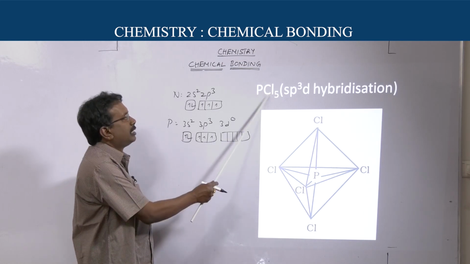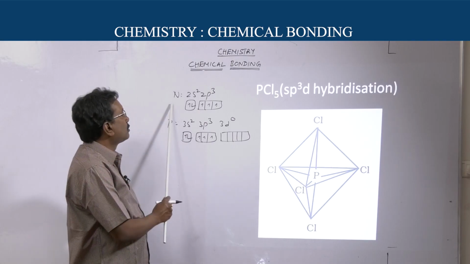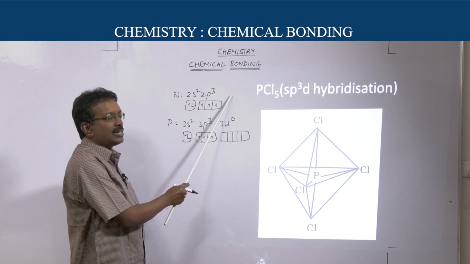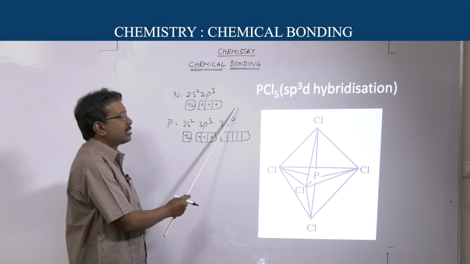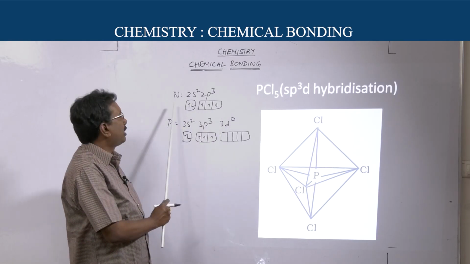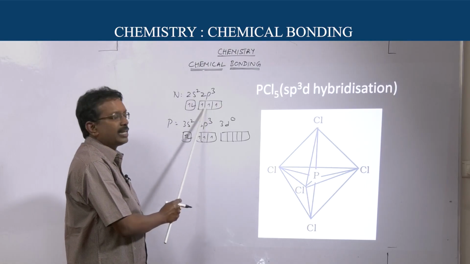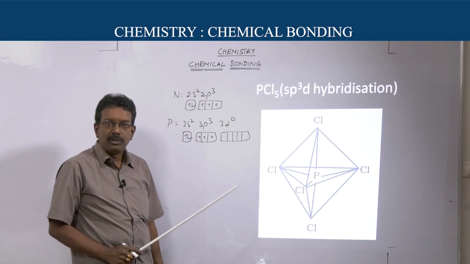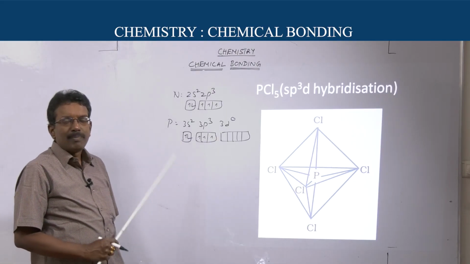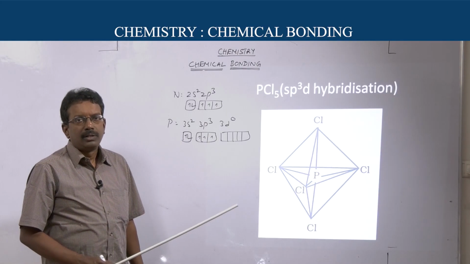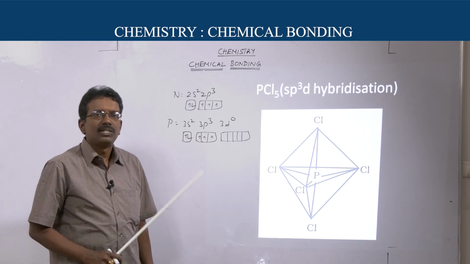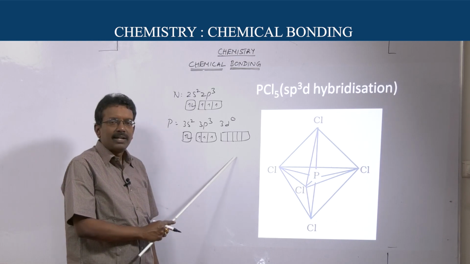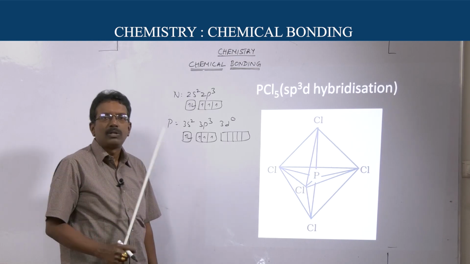It can form PCl5. But if you observe nitrogen, due to lack of empty d orbitals or empty orbitals in the valence shell, there is no chance of excitation. That's why nitrogen normally forms 3 bonds. It can form a 4th bond also, but more than 4 is not possible. That's why in the case of nitrogen, the maximum covalency is 4 due to lack of empty orbitals in its valence shell. But in the case of phosphorus, due to the availability of empty d orbital in its valence shell, it can form more than 4 bonds also.